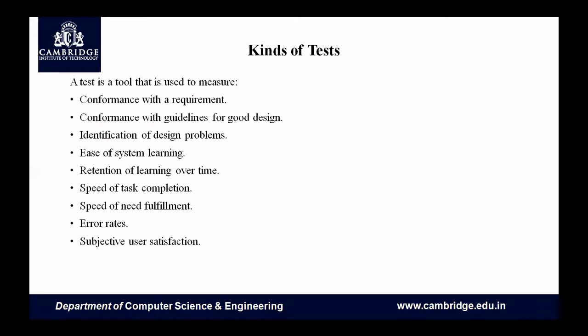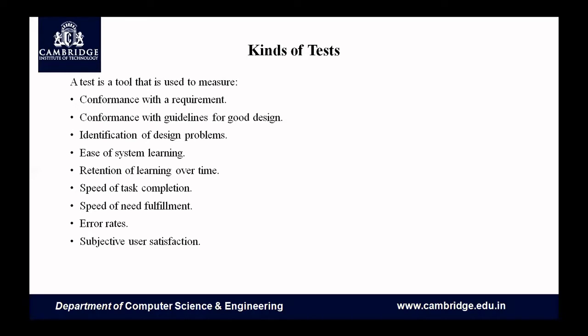Now, what is a test? Before moving on to the kinds of test, first we'll see what a test is. A test is a tool that is used to measure the following things. What are all the things which will be measured while doing a test? It is conformance with the requirements, with the guidelines or good design. So whether it is going according to the guidelines, whether it is going according to the user requirement or not. It is a tool which identifies the problems of the design, which helps the user with easy system learning. And it is a tool for speed of task completion.